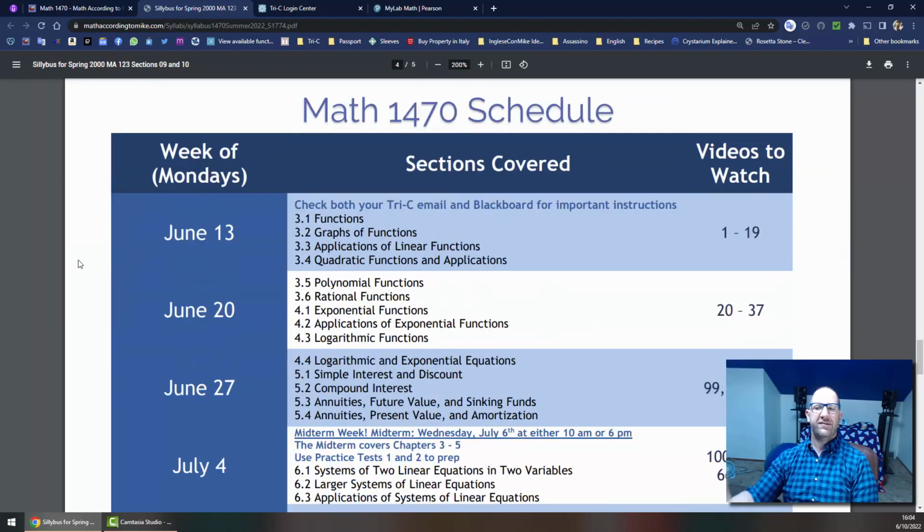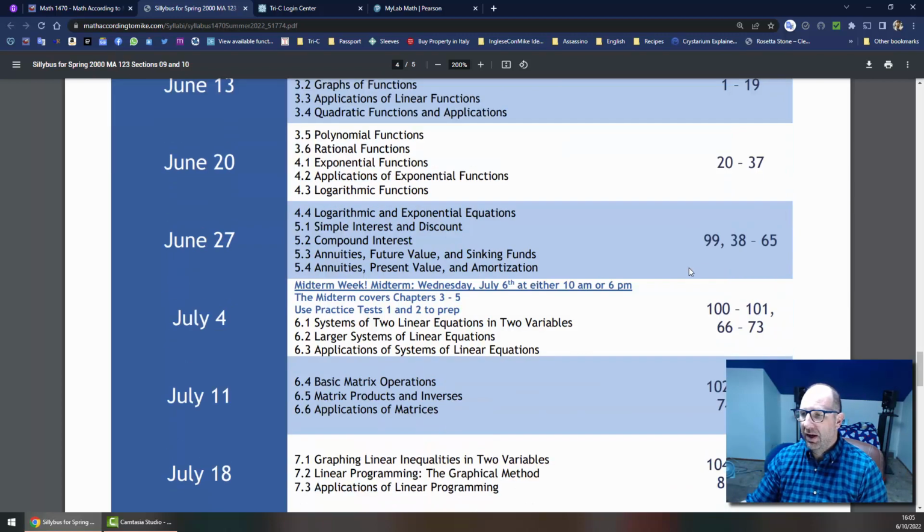Okay, schedule. So this is different for everyone, but it's the same format or a very similar format. Again, things open up on Mondays. They close typically the following Monday. So for 1470, you have most of Chapter 3 due. College Algebra, I think you have Chapters 1 and 2 due. And Trig, I can't remember. Part of Chapter 6, if I remember correctly. And then off to the side, you'll see what videos to watch, and I'll show you where these videos, what these numbers correspond to.